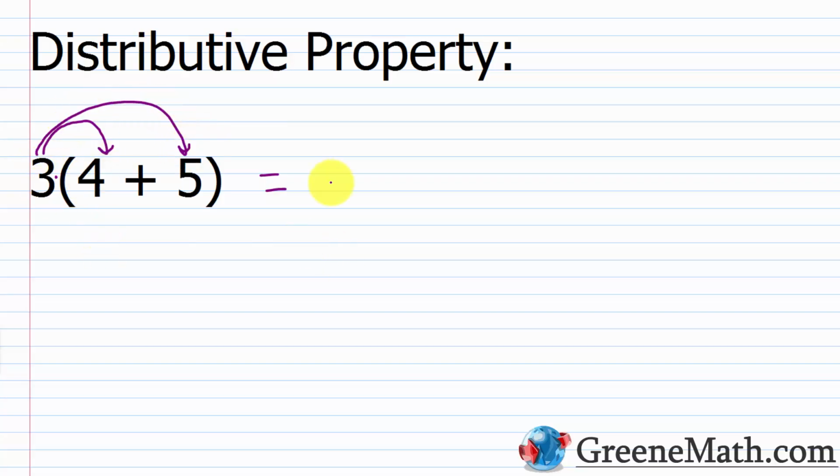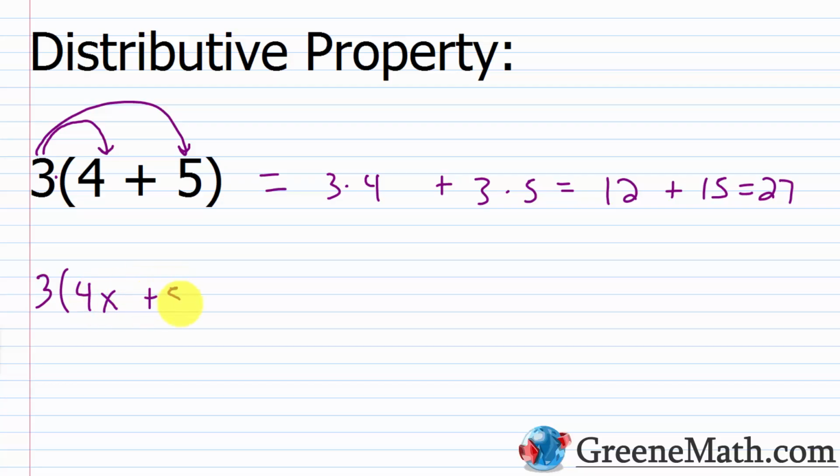So 3 multiplied by 4 plus 3 multiplied by 5. So 3 times 4 is 12, plus 3 times 5 is 15. This would give me 27. You might say, well, why in the world would you do that? You could just add inside the parentheses first. 4 plus 5 is 9, then multiply by 3 and get 27 much quicker. That's true, but in the case where you have something like a variable involved, you won't be able to do that. So let's say I had 3 times the quantity 4x plus 5. Well, now I can't sum 4x and 5.